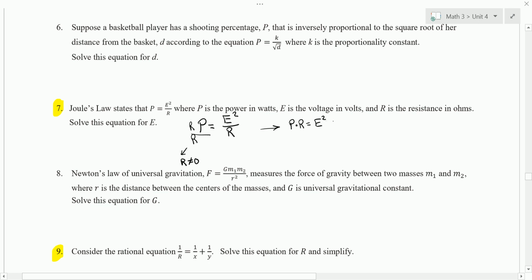And I want to solve for E, so I'm going to switch things around. I have E squared equals P times R. Take the square root of both sides, and we get the absolute value of E is equal to the square root of P times R. So E equals positive or negative square root of P times R. Now E represents the voltage in volts, and here we have our equation.